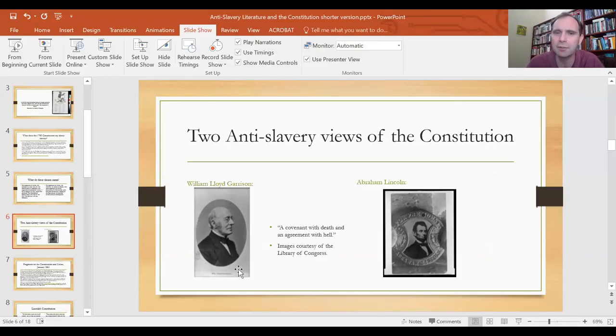We'll talk about Lincoln's view in a moment, but the more radical anti-slavery view is that of William Lloyd Garrison, editor of The Liberator and a major leader in the anti-slavery movement. He referred to the Constitution as a covenant with death and an agreement with hell, and burned a copy of it in public. And the reason was precisely that he thought that the Constitution committed the nation to slavery. Lincoln's view was a little different.